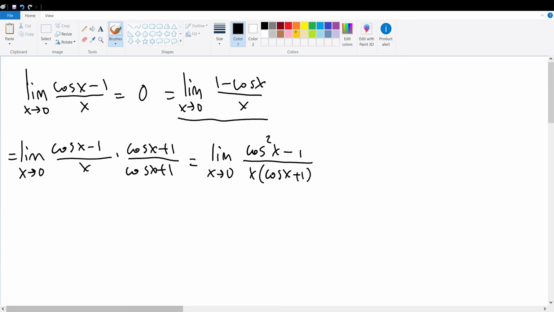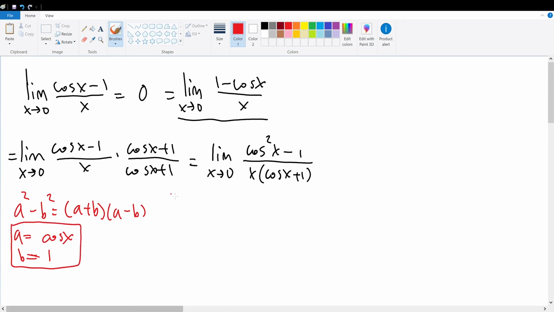I can do this because of a formula which states that a squared minus b squared is equal to (a + b)(a − b), and our a term in this specific case is cosine x and our b term is equal to 1. Therefore, I can obtain the final result of cosine squared x minus 1 in the numerator.